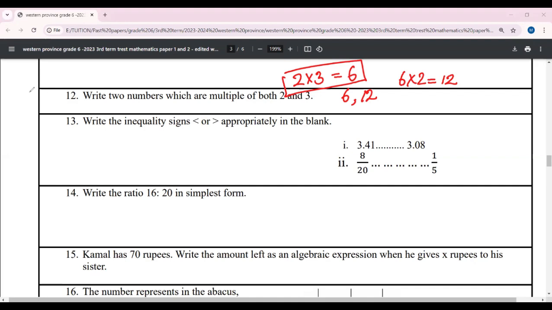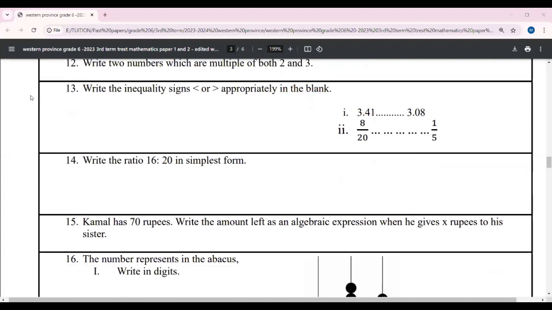Okay, and let's go with the next question. Write the inequality sign less than or greater than appropriately in the blank. So this is obviously 3.41 is greater than 3.08. Then 8 over 20 and 1 over 5. We will multiply this by 4 and this also by 4, and we will get 4 over 20. Now you know that 4 over 20 is less than 8 over 20. Therefore, 8 over 20 is greater.